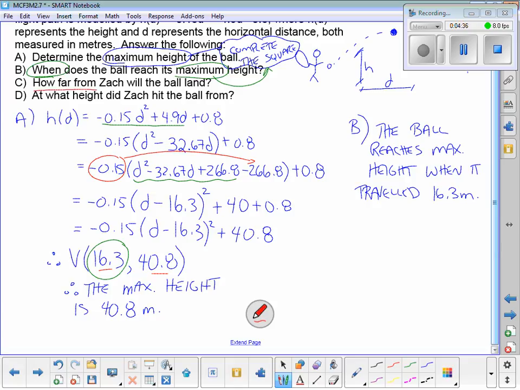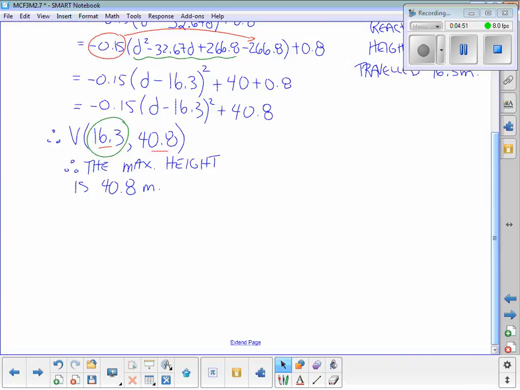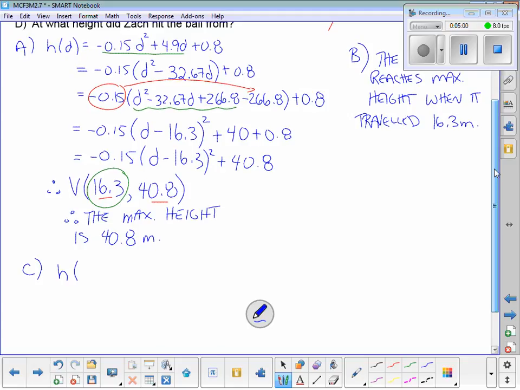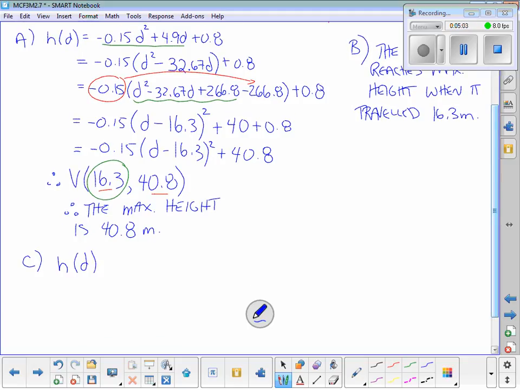On to C part. C part is how far from Zach will it land? So we want to know the total distance from here to here, because this is when the ball lands. So we need to set our height equal to 0. Extending this down a little bit here. So for C part, we know that the height H of D is equal to negative 0.15 D squared plus 4.9 D plus 0.8. So that means it's going to be a height of 0. When does that happen?